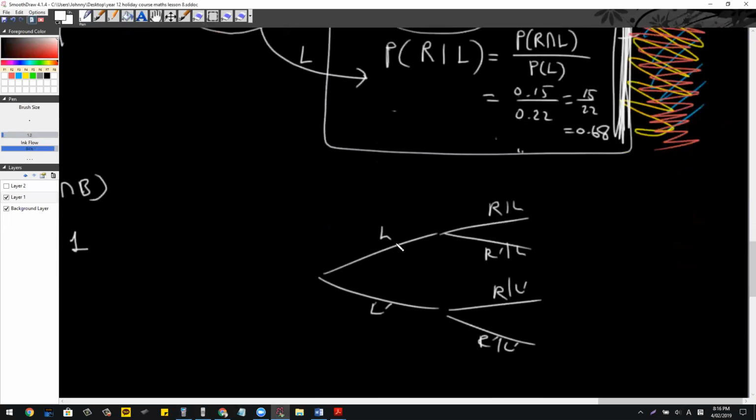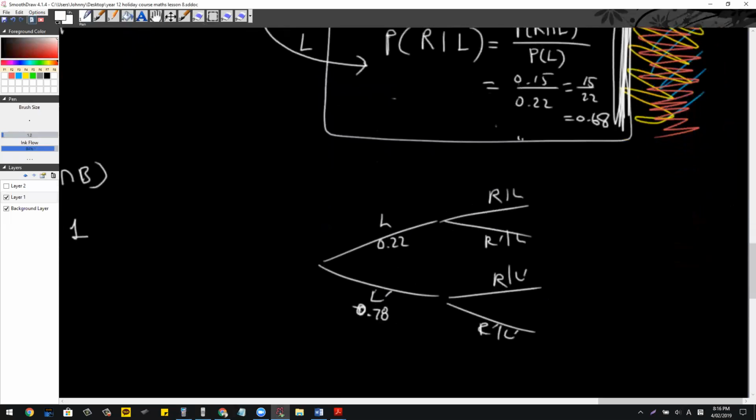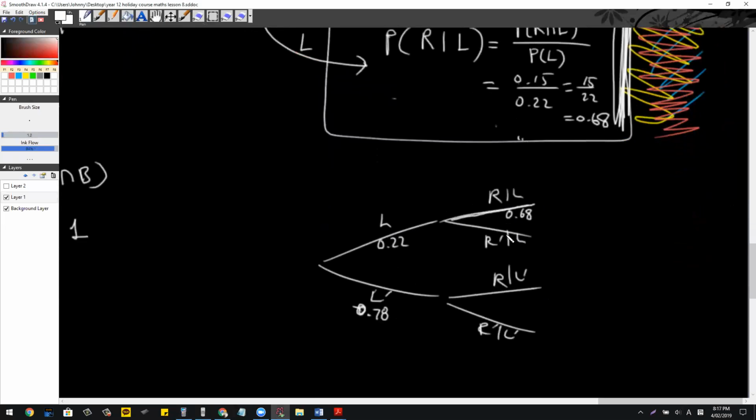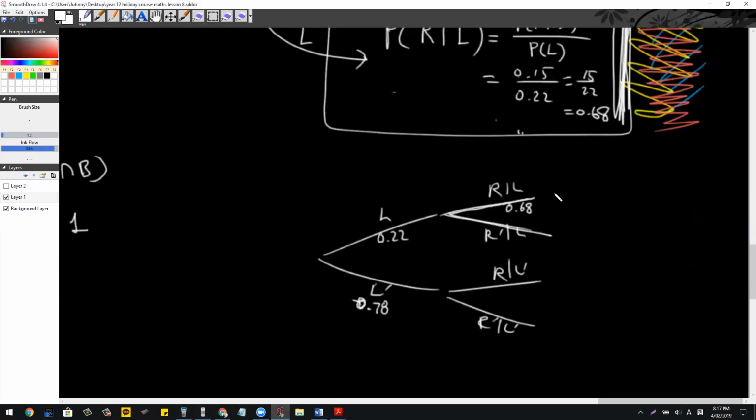So we can construct this new table. You can see that the probability of late was 0.22. Not late, of course, is 0.78, right? And this one here we just found; this is 0.68, right? And this one here obviously must be 1 minus that, so that's equal to 0.32.